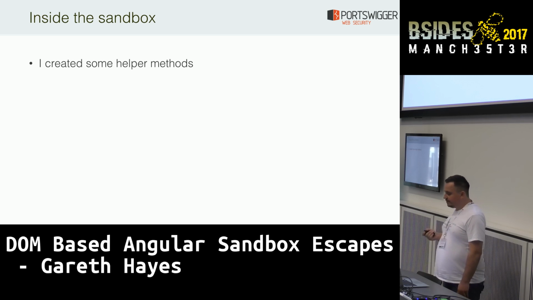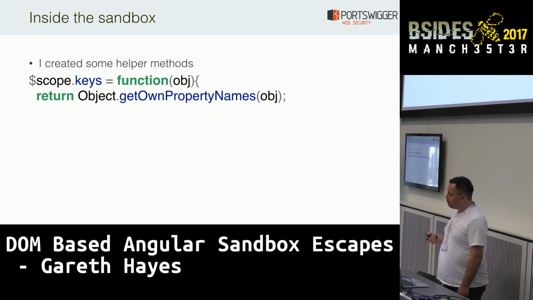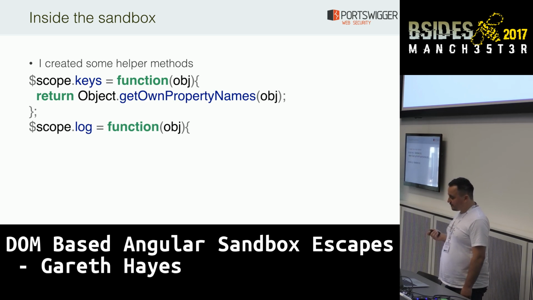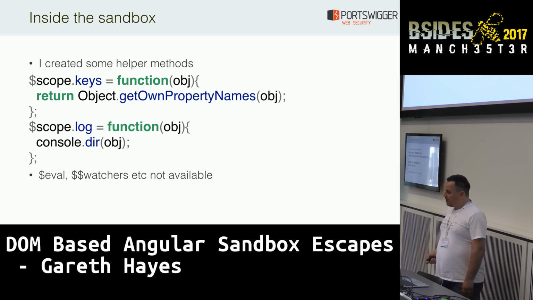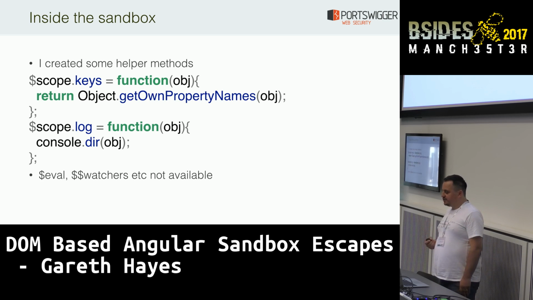I also created some helper methods. Here we have a keys function that returns the property names of an object. Then we have a log function that logs the object to the console. But what happened was the helper functions didn't work. So keys didn't work, log didn't work, $eval didn't work, and watches didn't work. And the reason for this is interesting.